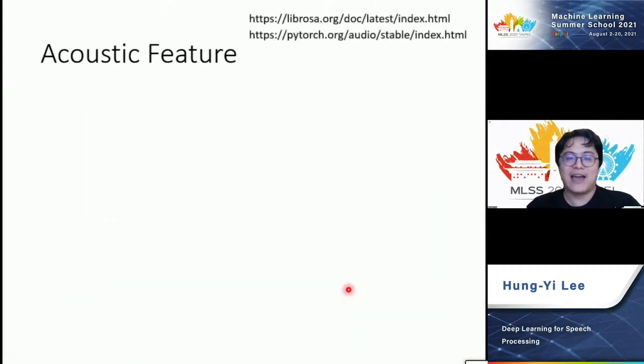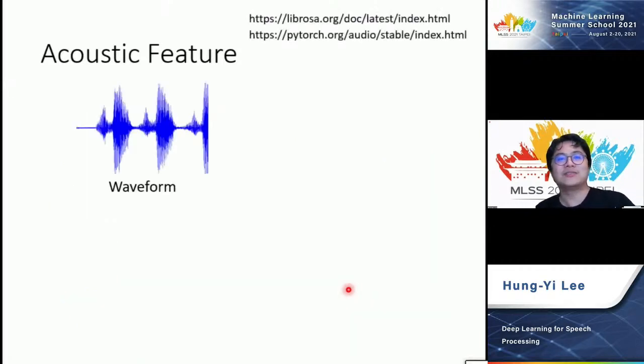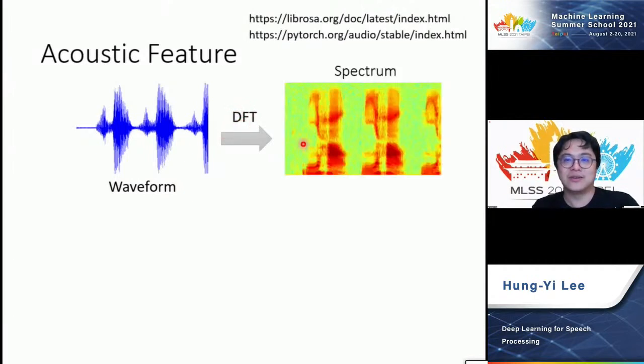Okay, so I have one page to tell you how to extract those acoustic features. You have a waveform here, then you do a transform called DFT. Don't worry if you do not know what DFT is. Then you get a spectrogram. I know a student asked how to extract the spectrogram. I have to tell you that usually you do not need a deep network to extract the spectrogram, because from the waveform to the spectrogram, you only need one operation, and this operation, DFT, is a linear transform.